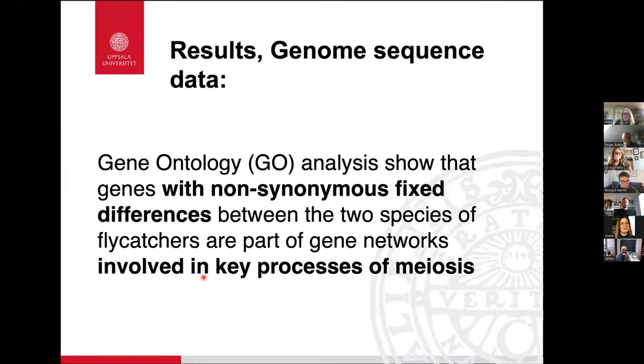Also, when we used sequence data and investigated patterns of gene ontology, we found that very many non-synonymous fixed differences were actually found in networks involved in key processes of meiosis. So these are very important differences between the two species and is causing very big problems in the poor hybrid males.